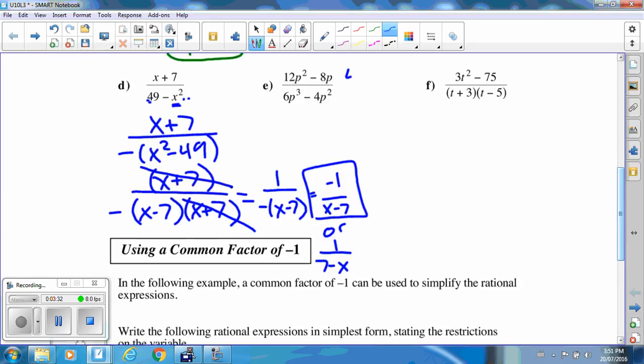Up here, I can take out a 4p, leaving 3p minus 2. Down here, I can take out a 2p squared, leaving 3p minus 2. Now I can cancel a couple things here. First, the 4 over 2 makes just 2 over 1. P over p squared, this one can cancel with one of those p's, leaving still 1p in the denominator. And then the 3p minus 2 and the 3p minus 2 cancel out.